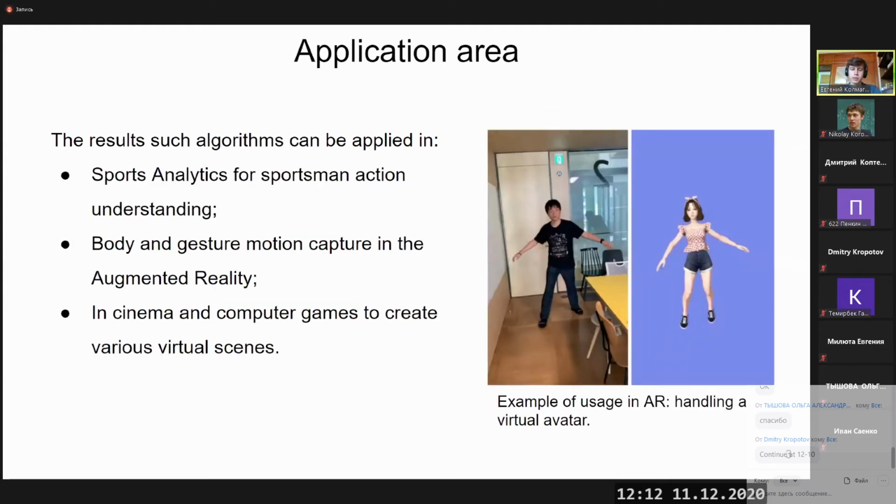This task is very popular and can be applied in different areas, such as sport analytics that understand sportsmen's actions. Such types of algorithms can be applied in augmented reality systems, and you can use these algorithms to create virtual scenes in creating movies and computer games.